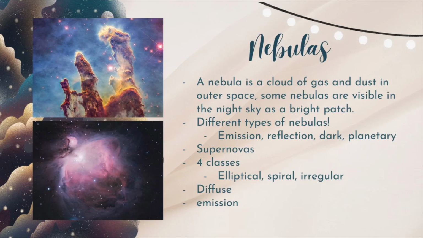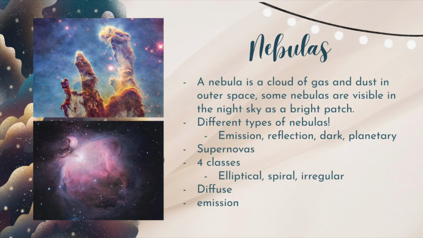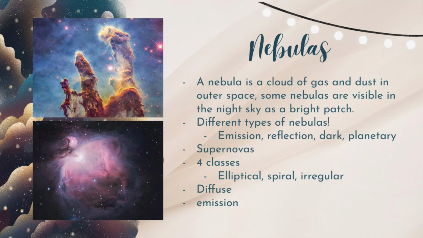Nebulas. A nebula is a cloud of gas and dust in outer space. Some nebulas are visible from the night sky as bright patches of light. There are 4 types of nebulas: emission, reflection, dark, and planetary. Emission nebulas emit a light of different wavelengths. Reflection nebulas reflect the light of nearby stars. Dark nebulas are so dense that they obscure any visible light, and planetary nebulas are the result of gas and dust from dying stars. Famous nebula, Pillars of Life, is an emission nebula.